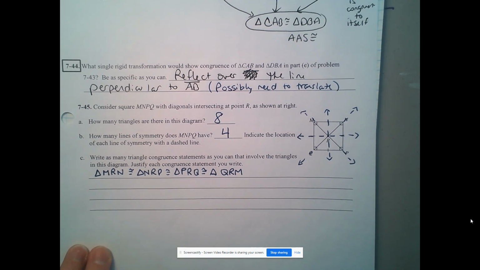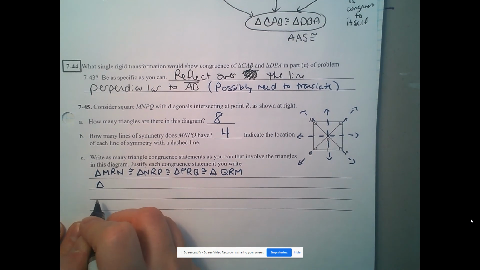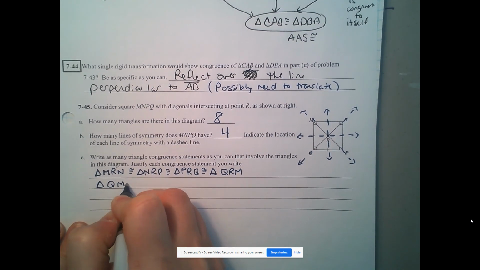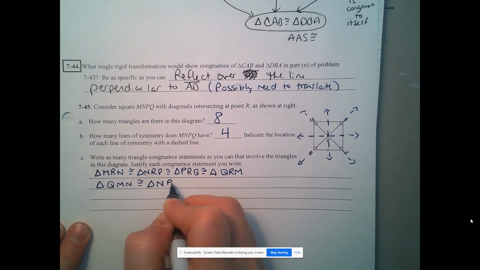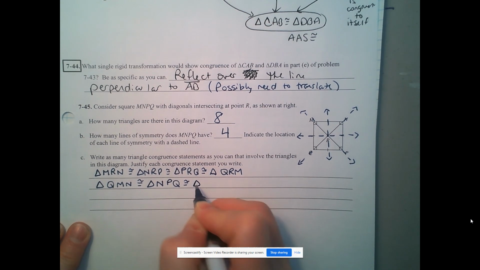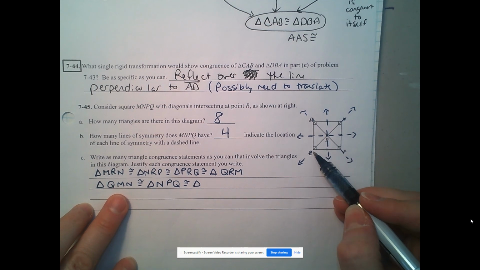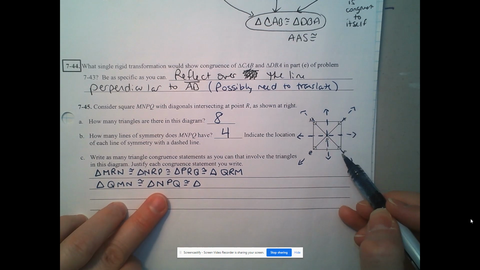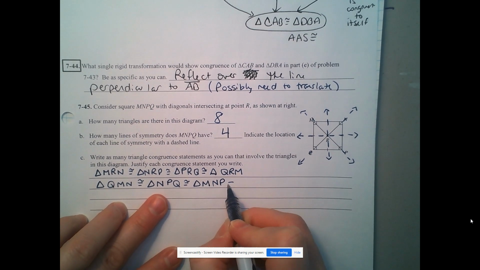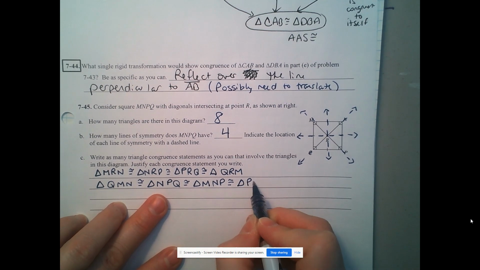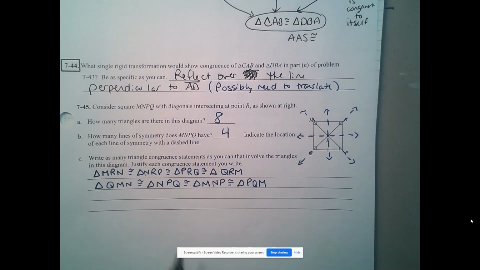And we could also go with the larger ones. So triangle QMN is congruent to triangle NPQ is congruent to triangle, now that one used, let's see, QMN, NPQ. So now I've got to use the other side, MNP, congruent to triangle PQM. Those are the 4 large ones. So the 4 small ones are congruent. The 4 large ones are congruent. Lots of different ways you could write that based on what order you decided to go around each one of the triangles. But that's probably the most concise.